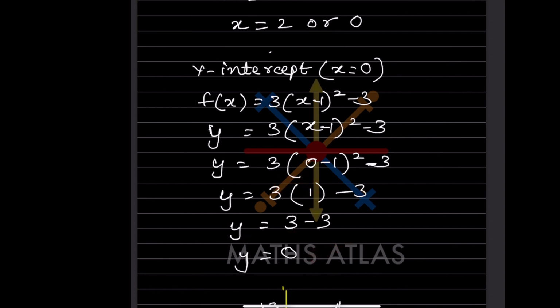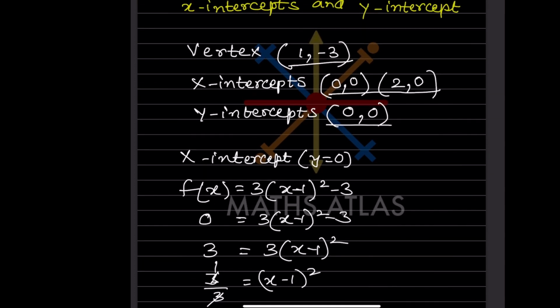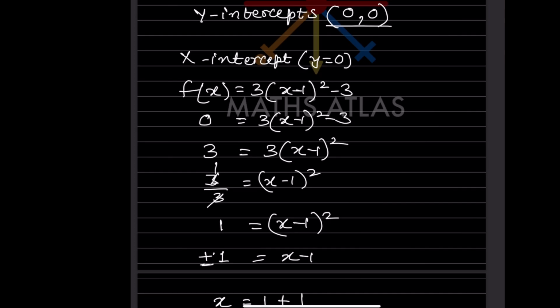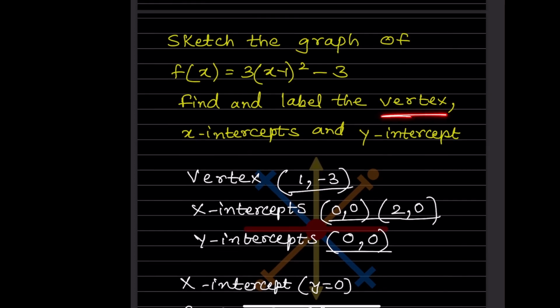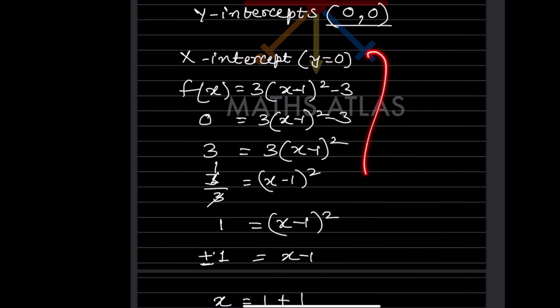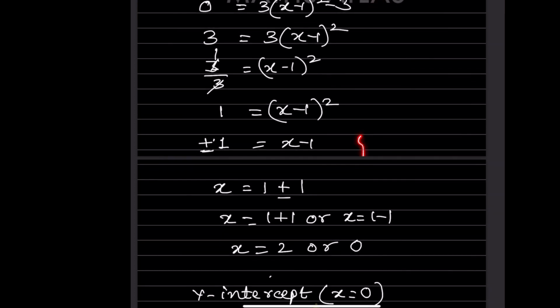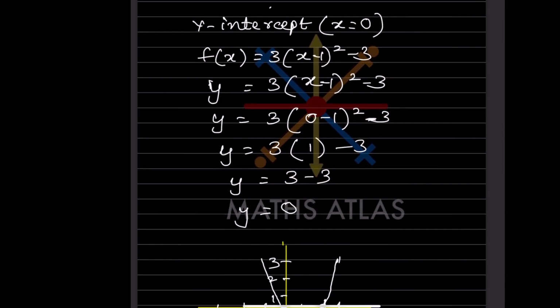So here you can see the x is 0 and this y is also 0. So y-intercept means this x and this y are both 0. So this is the answer. That is what they asked: find the vertex. So the vertex is done. The x-intercept is done, and the y-intercept is done. This was the explanation of how to find the x and y-intercepts.